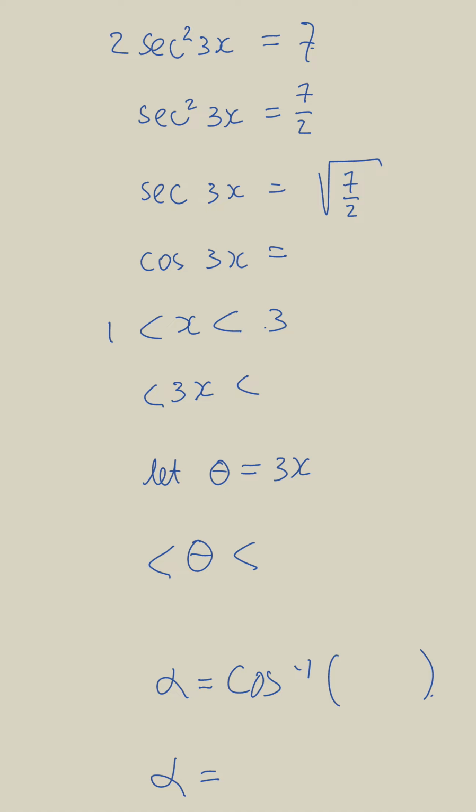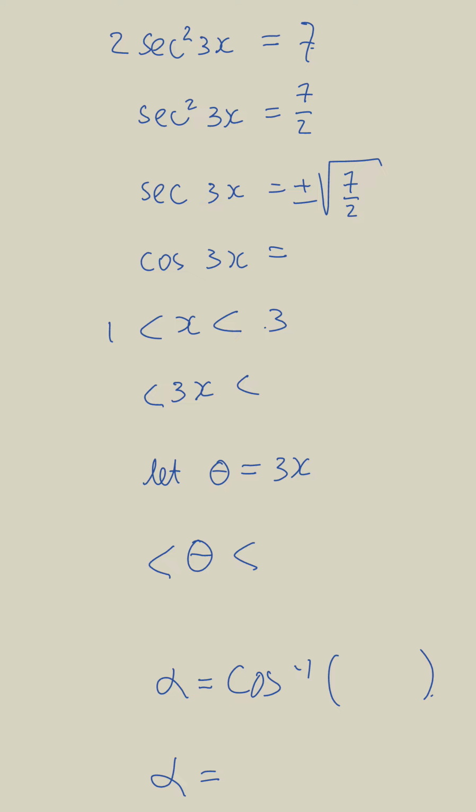But this is not the answer yet. This is not correct, because you're supposed to put the plus and minus sign. So both plus and minus. So secant 3x can be positive root 7 over 2, or negative root 7 over 2.